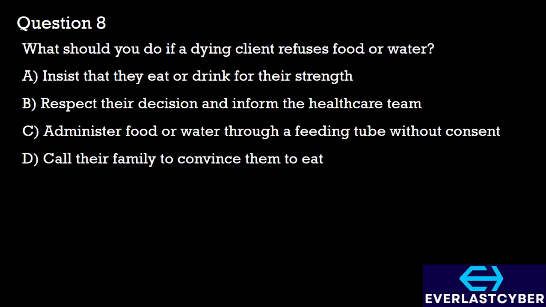Question 8. What should you do if a dying client refuses food or water? A. Insist that they eat or drink for their strength. B. Respect their decision and inform the healthcare team. C. Administer food or water through a feeding tube without consent. D. Call their family to convince them to eat.